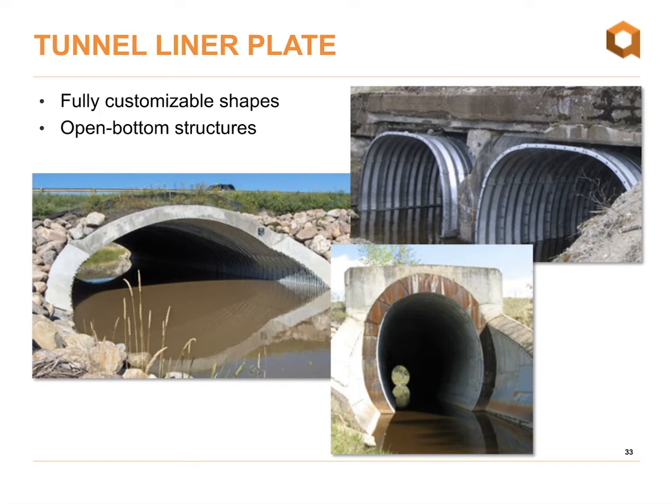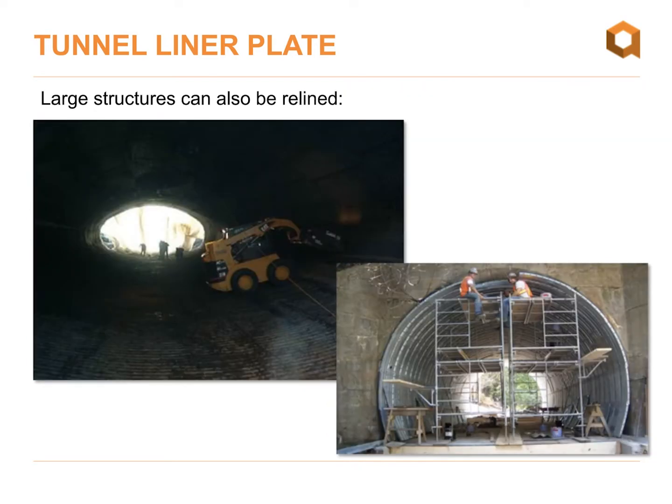This slide is just highlighting the way we can customize the tunnel liner plate. We can do open bottom structures, and as you can see, we can fairly closely match the profile of an existing structure. We've also done near box shapes as well. The photo on the top right is a rehabilitation of some existing cast in place concrete boxes. So we can reline fairly large structures with tunnel liner.